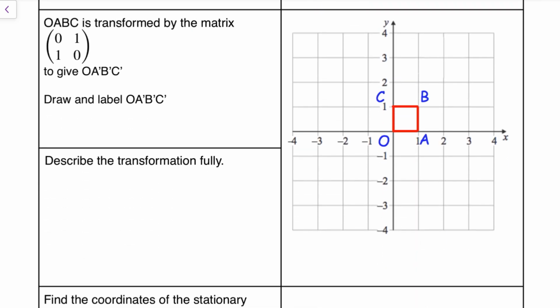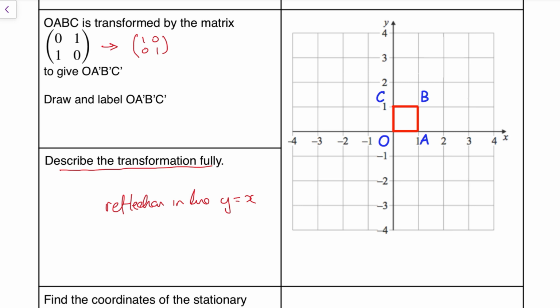OABC is transformed by the matrix (0, 1, 1, 0). Now, before I even look at it, because I know it's going to be a unit square, before I even look across to the right, I can think that my normal matrix, the identity matrix, is (1, 0, 0, 1). And I can see I've switched my x with my y. So looking ahead, I don't often do this, but I knew it was coming. Describe the transformation fully. It is a reflection in the line y equals x.